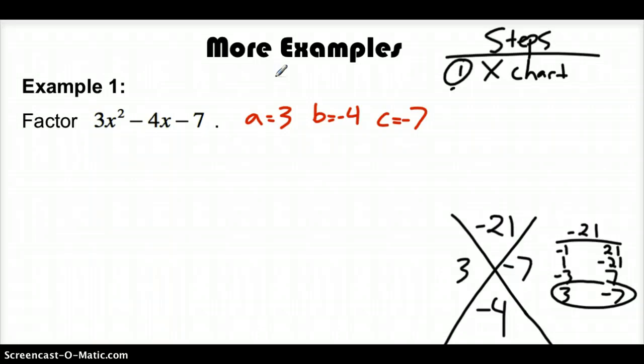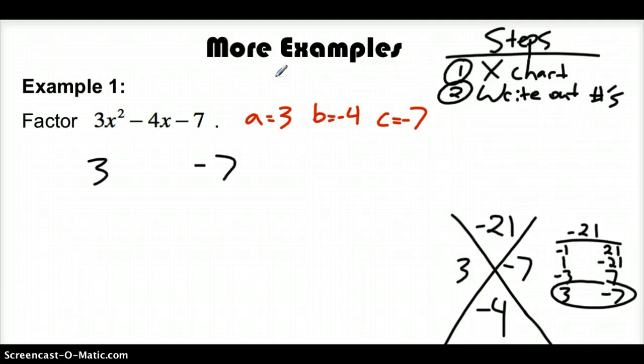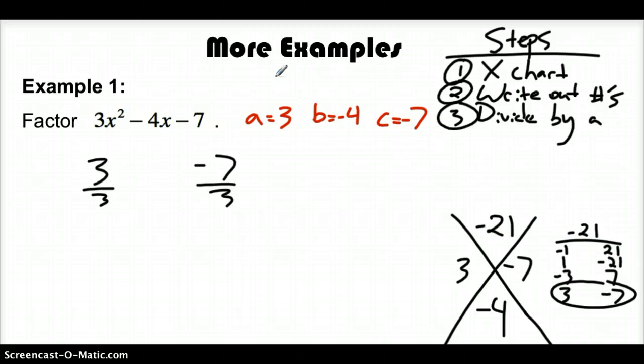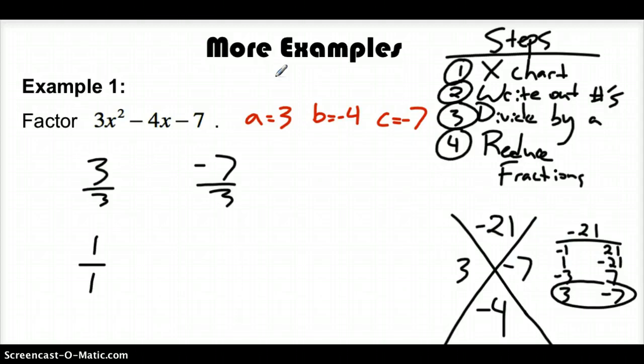I'll write out my numbers here: 3 and negative 7. I'll then divide by my a value. My a value here is 3, so I'm going to divide by 3 under both of these. My fourth step was to reduce the fractions. That will give me 1 over 1 and negative 7 over 3. And step number 5 is our bottoms-up.